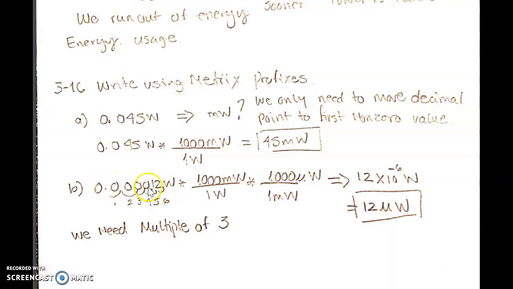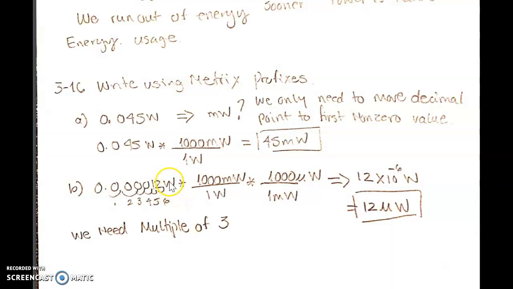I do the same thing. Now I have 0.0000112 watts. So I have to count how many times I have to move the decimal point to the first non-zero value. So let's see. This is 1 time, this is 2 times, this is 3 times, this is 4 times, this is 5 times. I cannot stop here because 5 is not a multiple of 3. I have to continue to here because 6 is a multiple of 3. So now I know that I have to go to the microwatts.